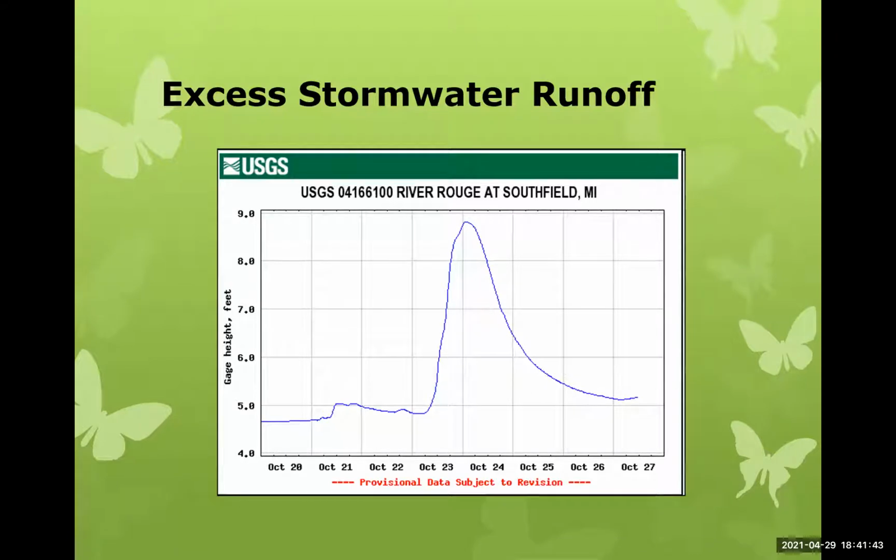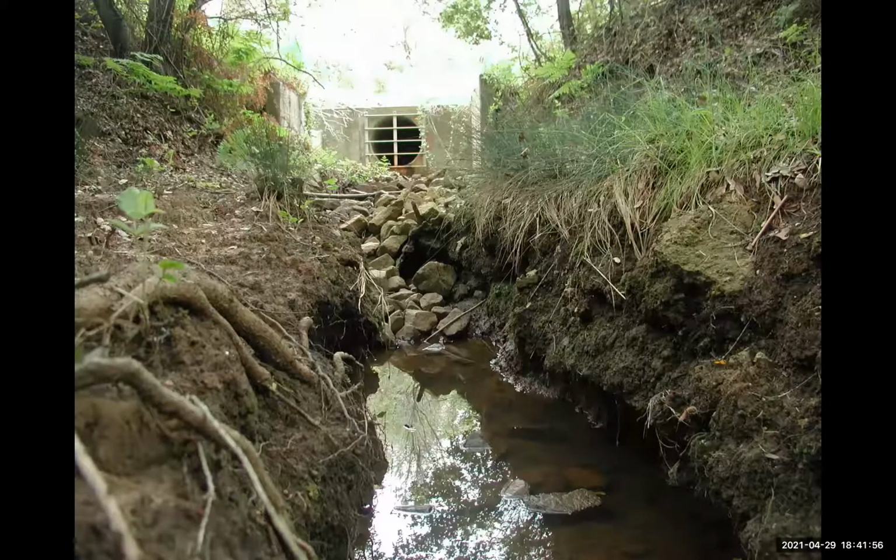So with all the impervious surface, you have a much greater volume of water running into our rivers, in addition to the pollutants that it's carrying. You can see in this picture just how scoured the sides are because of this outlet here.